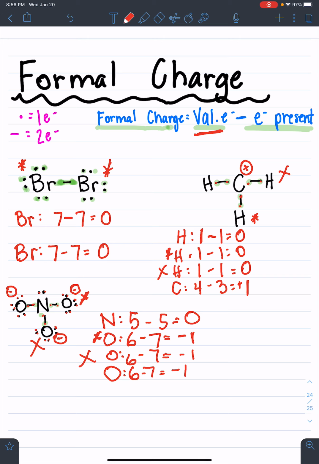All right, so that's how you're going to figure out the formal charge. Part of your homework is going to be figuring out the formal charges of, given a molecule, you're going to have to look at it and figure out the formal charge of each of the elements. So hopefully this video helps make that clear.